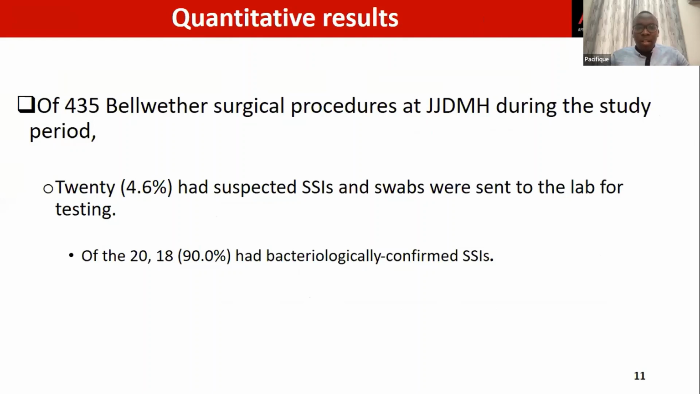During our study, we identified 435 Bellwether surgical procedures which were performed at JJD Hospital during the study period. Almost 5% of post-surgery cases developed surgical site infections. And among those cases that developed surgical site infections, almost 90% were confirmed as surgical site infections based on the results from the bacteriology lab.